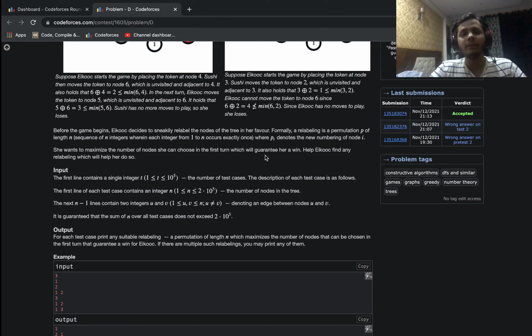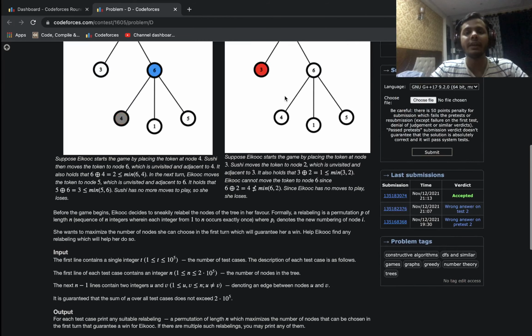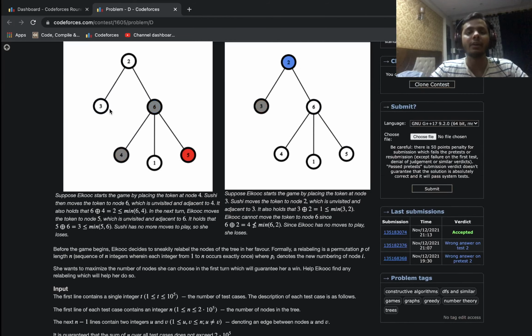So I will just repeat what I have to do here. I have to reorder all the elements of the tree. That is, I can reorder 1 to 2, I can reorder 2 to 5 or anything like that. That is in my hands. I have to reorder all the elements of the tree such that the number of nodes which guarantee a win for the first person are maximized. That is the final goal here. And finally, I have to output that permutation. So this is pretty much the problem. Let's try to break it down and solve it.